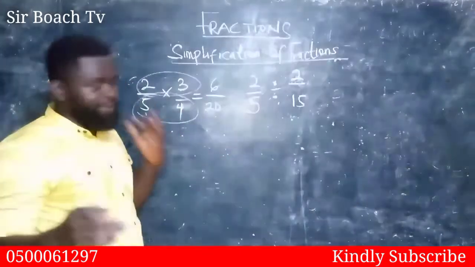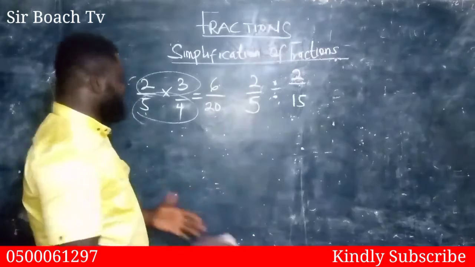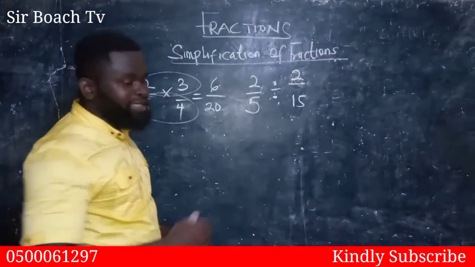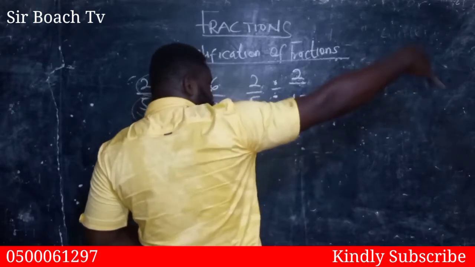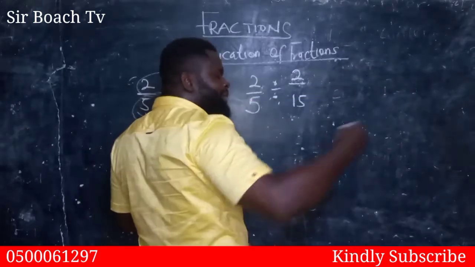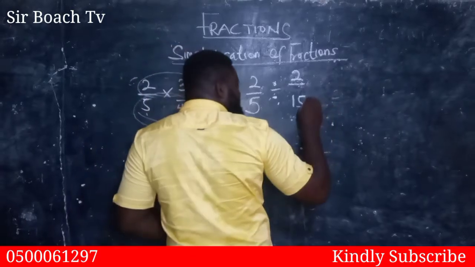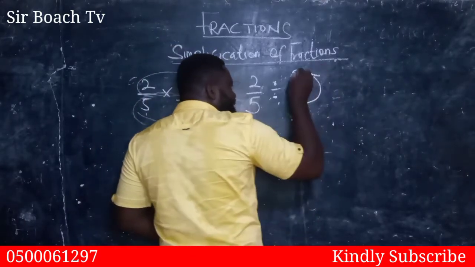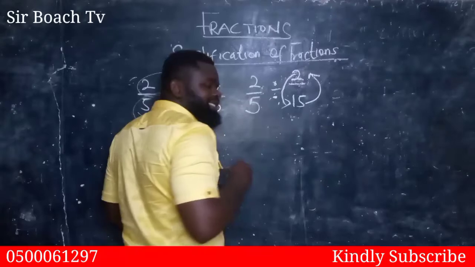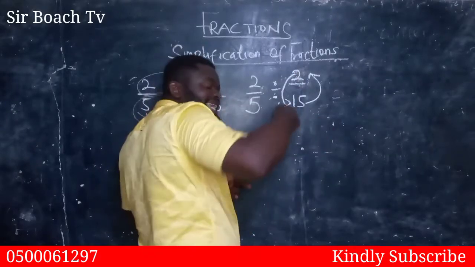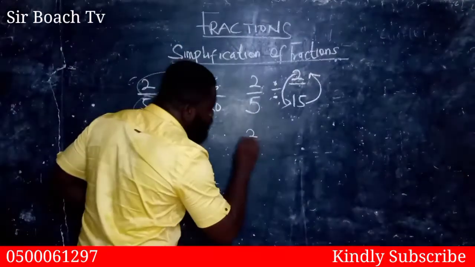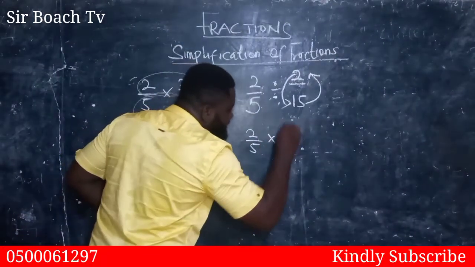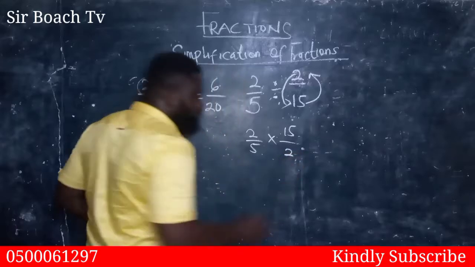Now when it comes to division, what we do is we reciprocate the term on the right. What do I mean by reciprocate? The denominator becomes the numerator, and the numerator becomes what? The denominator. Then that will change the division sign to what? Multiplication, then we multiply. So we are going to get 2 on 5 times 15 on 2.